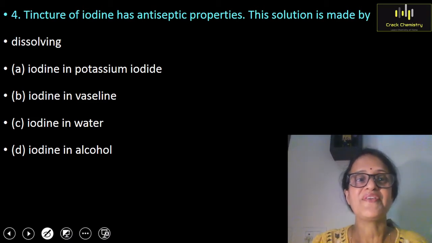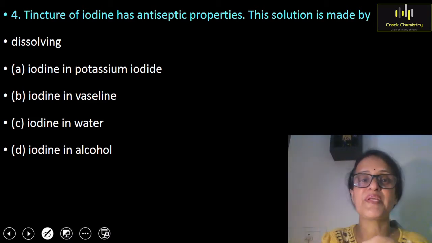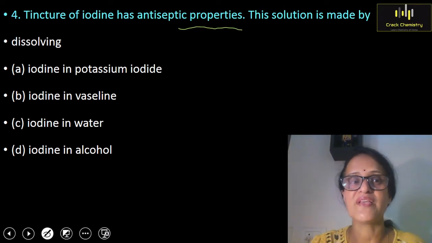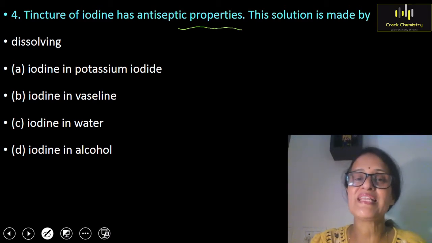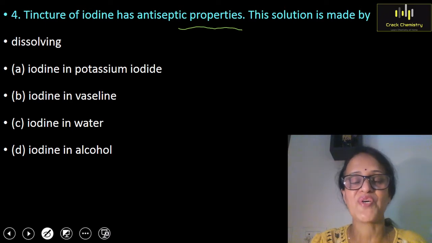Next question. Tincture of iodine has antiseptic properties. This solution is made by dissolving. So children, tincture of iodine consists of iodine which is dissolved in alcohol. We use an ethanol and water mixture for this.